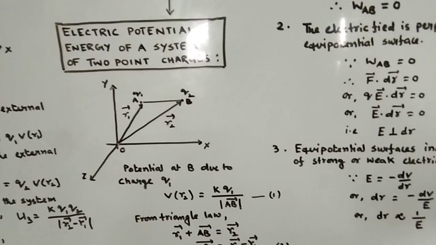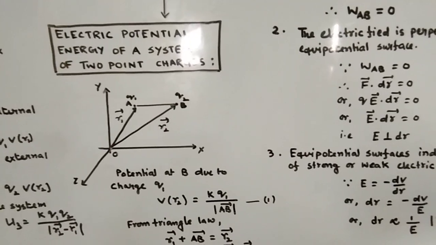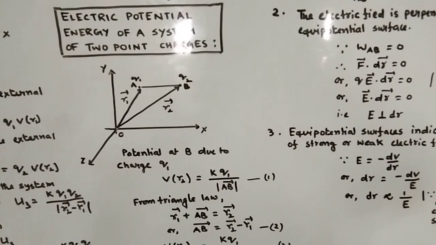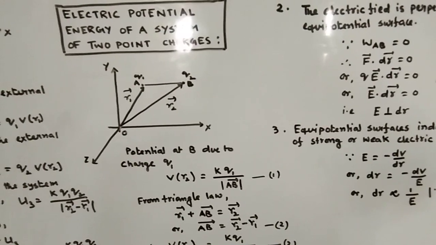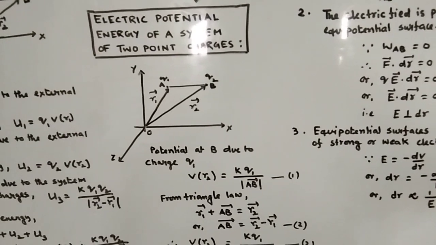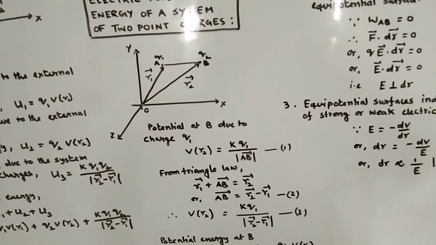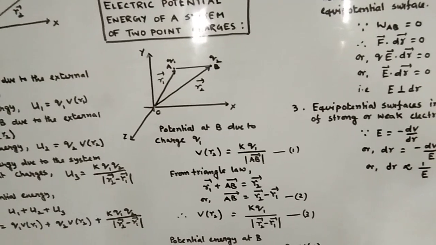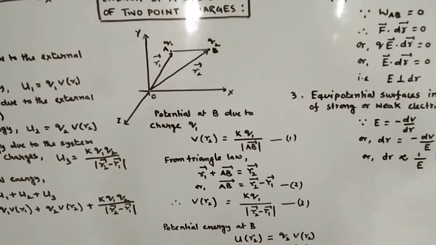So potential at B due to the charge q1 is kq1 by modulus of AB vector, and from the triangle law, r1 vector plus AB vector equals r2 vector. If we have to define potential at B, we have to consider the distance from the charge q1 which is at A. That's why it is the AB vector. So AB vector finally comes out to be r2 vector minus r1 vector. We can substitute for AB vector to get the potential at B due to the charge q1. So this is kq1 divided by the modulus of r2 vector minus r1 vector.